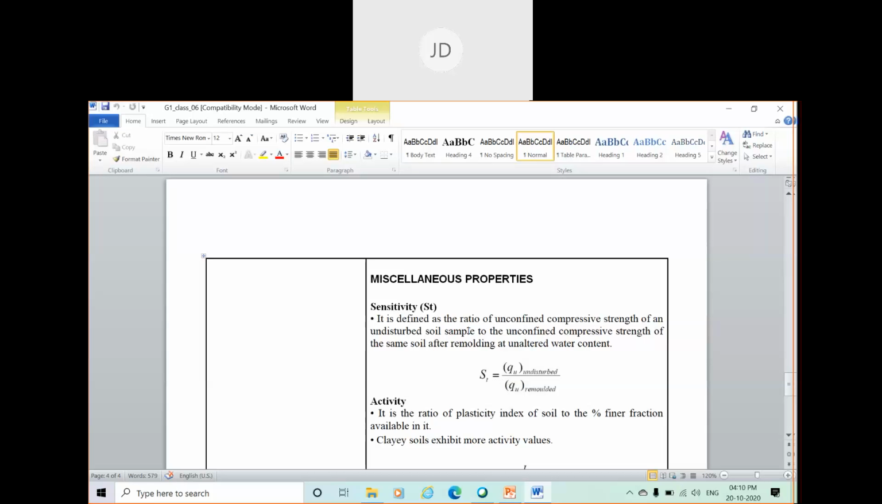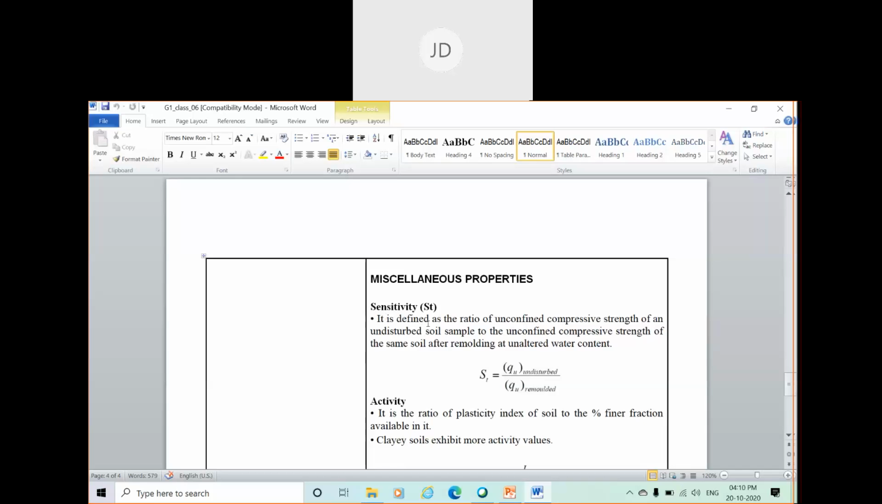Sensitivity is defined as the ratio of unconfined compressive strength of an undisturbed soil sample to the unconfined compressive strength of the same soil after remolding at the same water content. Here many terms are unknown: unconfined compressive strength, undisturbed sample. These terms, including shear strength of soil, will be introduced in coming classes, maybe by another ma'am. I don't want to discuss them now because you will get confused. For now, only try to remember the ratio.